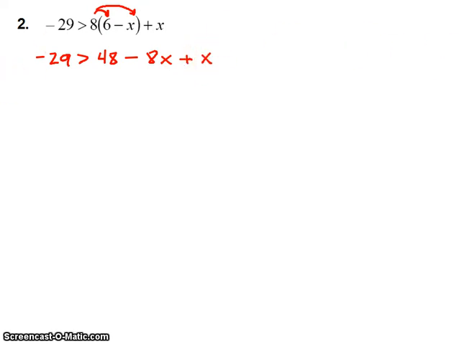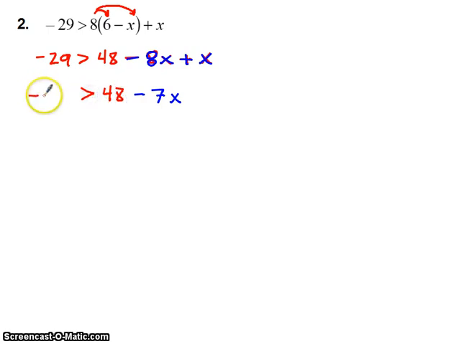Now, we want to solve for x, but before we can solve for x, we have to get the terms that have x as 1. We want to combine like terms. And so we have a minus 8x plus 1x, which gives us a minus 7x. These two terms both have an x, and so we combine them.